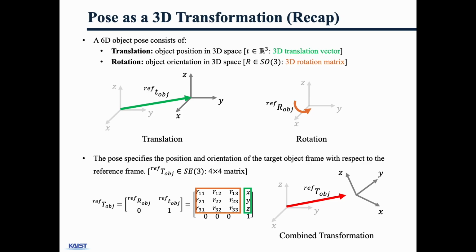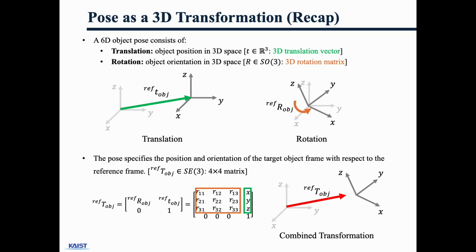A 6D object pose consists of two main components. The first one is translation, which tells us the object's position in 3D space. We represent this as a 3D translation vector denoted as T in real coordinate space R3. The second component is rotation, which defines the object's orientation. We represent this as a 3x3 rotation matrix denoted as R in the special orthogonal group SO3. Together, this pose specifies the position and orientation of the target object's local frame with respect to our reference frame.